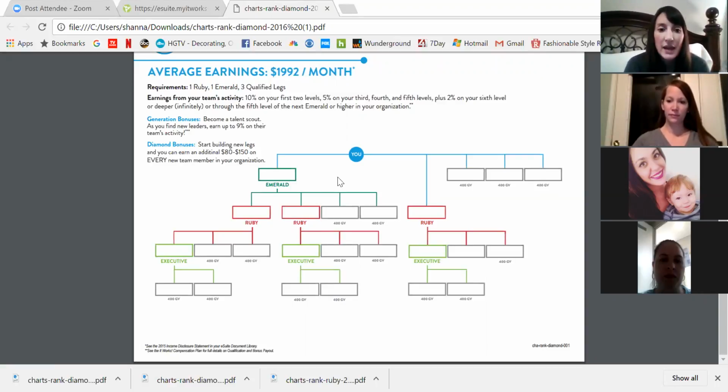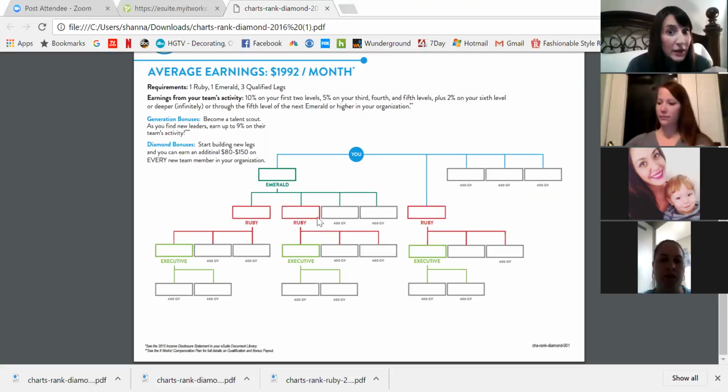So say this is an ideal situation. Say you just went ruby, right? So this emerald right here would have been maybe your executive. And then the 2 people underneath that executive, you help them go ruby. You help every single person in your downline attempt to go ruby. And then that person, they're trying to go diamond too, so they have their 2 extra.